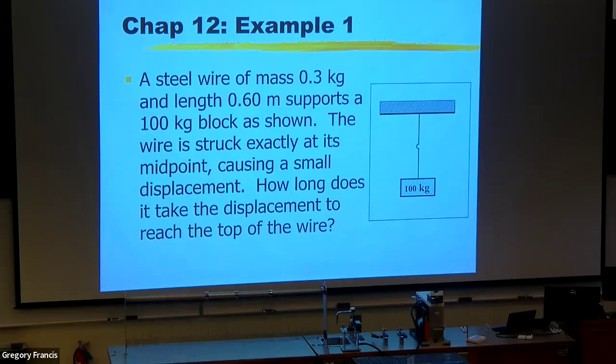My first question is, why does that pulse go up instead of down? Talk to your neighbor. Why does it go up instead of down?